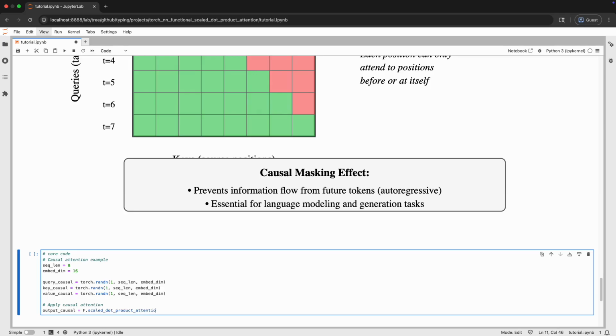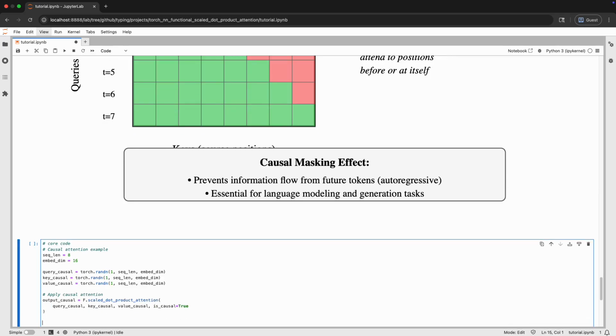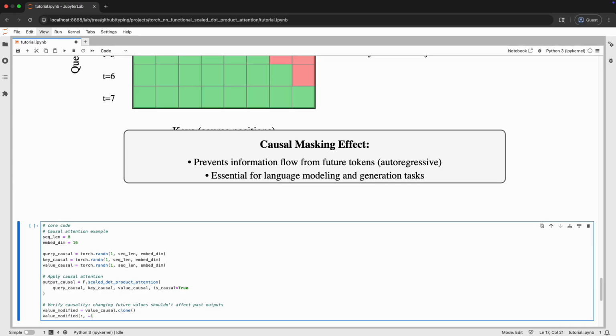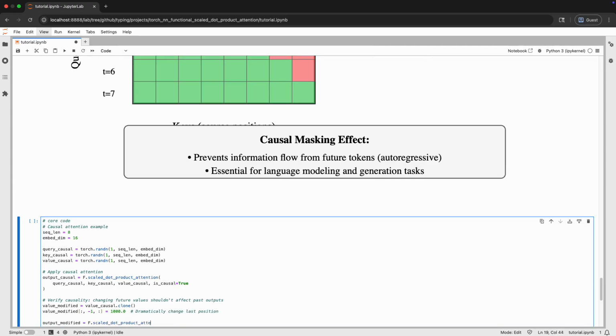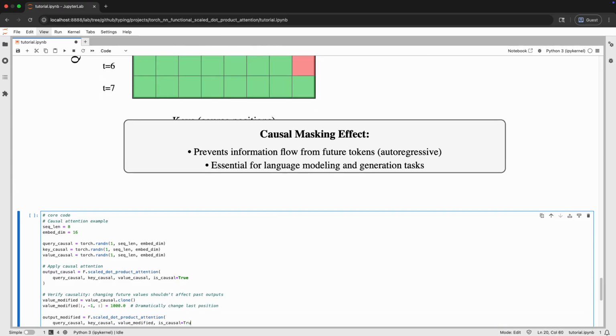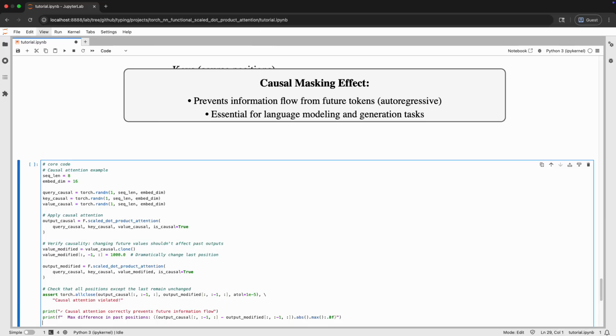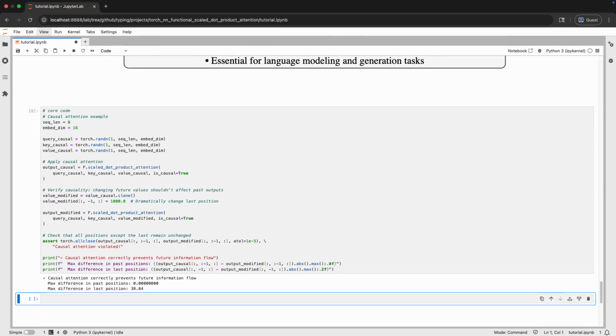We apply causal attention, then dramatically change the last position's value. If causal attention works correctly, this change shouldn't affect any previous positions, only the last one. Excellent, causal attention is working perfectly. We can see that past positions have exactly 0 difference when we change future values, while the last position shows a large difference of about 38.84. This confirms that information correctly flows only from past to future, never backwards.